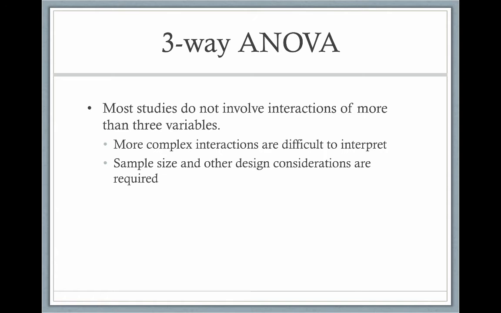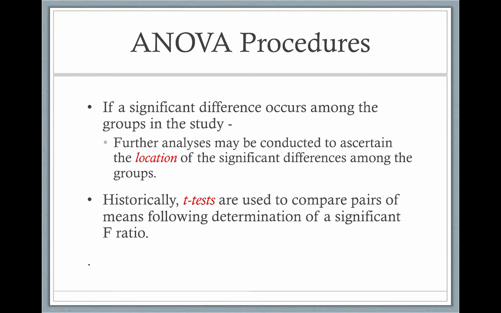Most studies do not involve interactions of more than 3 variables. More complex interactions are difficult to interpret. Sample size and other design considerations need to be looked at. With ANOVA procedures, if a significant difference occurs amongst the groups in the study, further analysis may be conducted to ascertain the location of the significant differences. So like if you find a difference, you can do another statistic to look further into the differences.